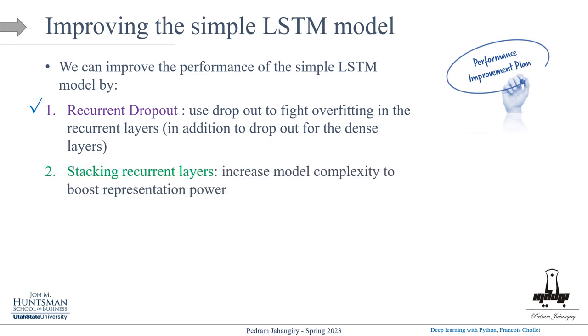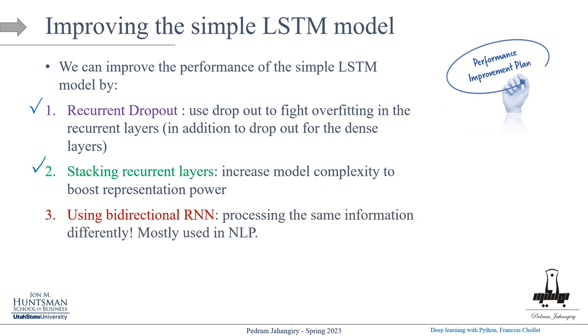The second approach is stacking recurrent layers. For example, we can make sure that the model is complex enough to reduce the model bias. We can stack a bunch of these LSTMs on top of each other. It increases the model complexity to boost representation power. At the end of the day, we want to figure out what features can represent the data better.